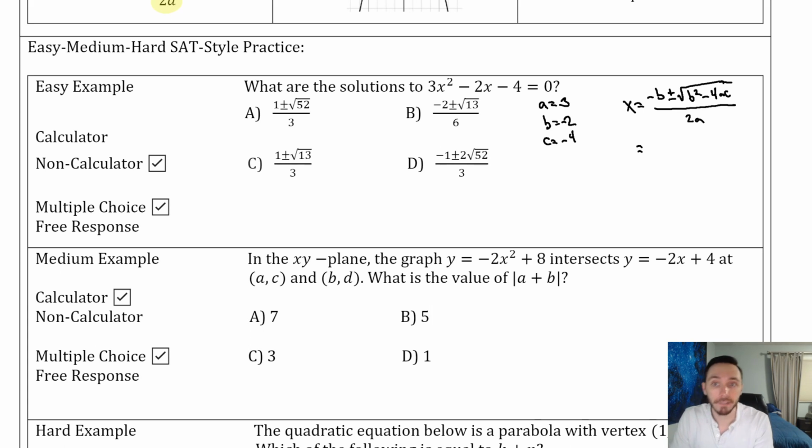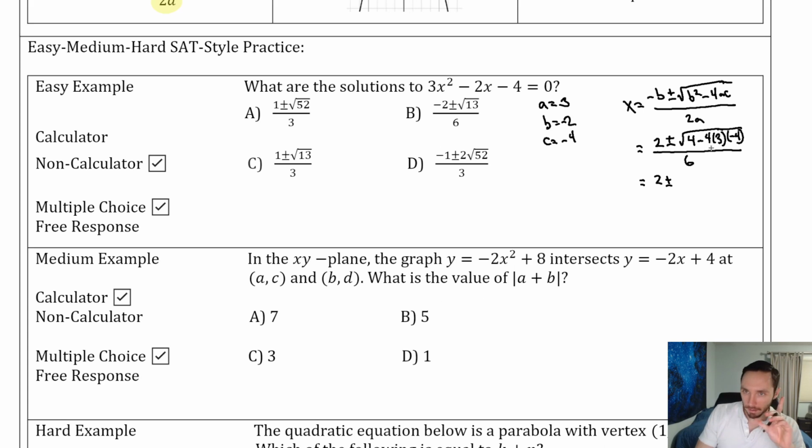So I'm plugging in a negative 2 for this negative b right here. So this is going to be a positive 2, plus or minus b squared, so negative 2 squared is 4, minus 4ac, so 4 times 3 times negative 4. And this is going to be all over 2a. If my a value is 3, then 2a is going to be 6. All right, 2 plus or minus, let's see, what is 4 minus 4 times 3 times negative 4? 4 times 4 is 16, so 16 times 3 is 48. And it's going to be positive. So 4 plus 48 is 52. So I'm going to get 2 plus or minus root 52 over 6.